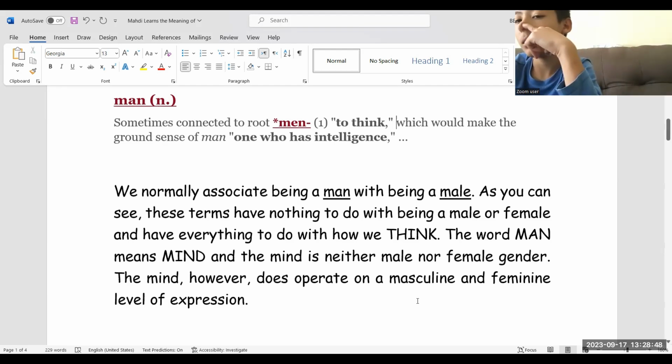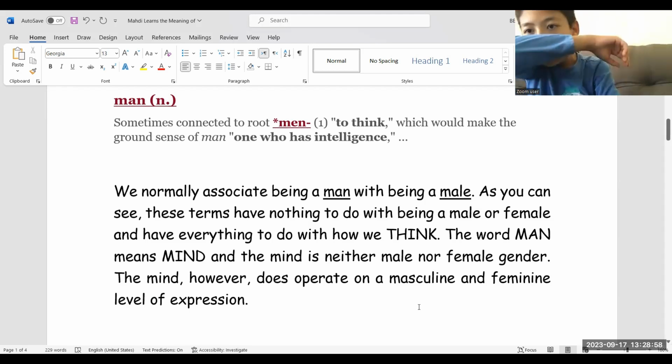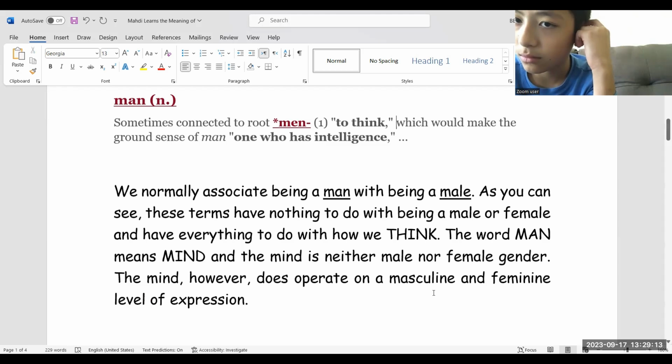So whether that mind is in a male or female body, it doesn't determine how far that mind can go in terms of its exploration and gathering of information and all of the other things that come along with the mind. So that word man, as we said, means mind, and the mind is neither male nor female, but the mind, however, does operate on a masculine and feminine level of expression. So masculine and feminine do not necessarily mean male and female.